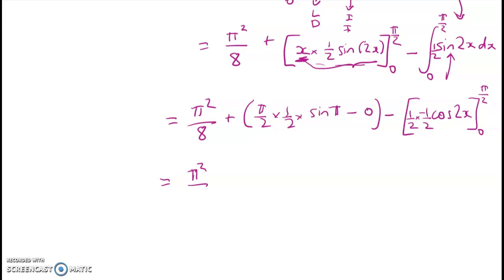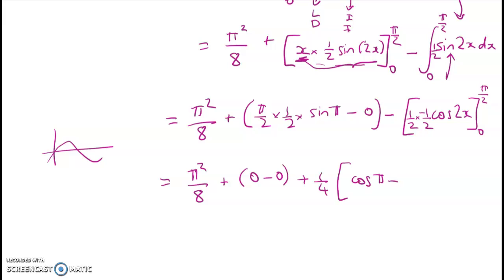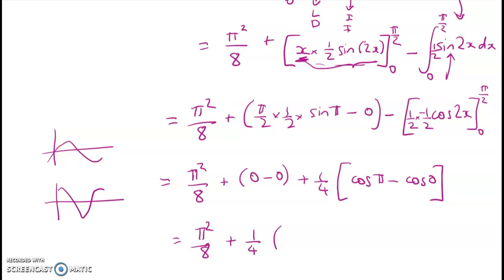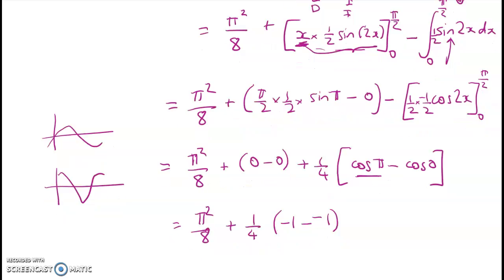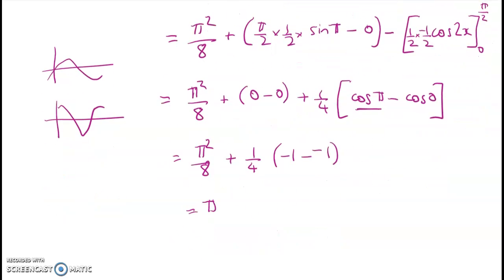So we've got pi squared on 8 plus, now what's sine of pi? Well, sine of pi is just 0. So we've got 0 take away 0 plus 1/4 of cosine of pi minus cosine of 0. So pi squared on 8 plus 1/4 cosine of pi, which we had from above is equal to -1, and cosine of 0 is +1. So as usual, you have to be really careful not to make sign errors when you've got trig functions.